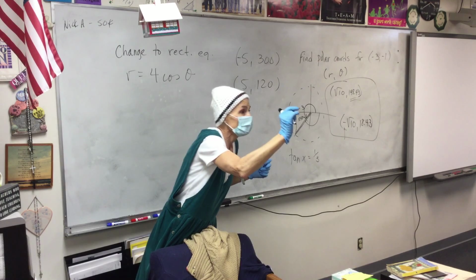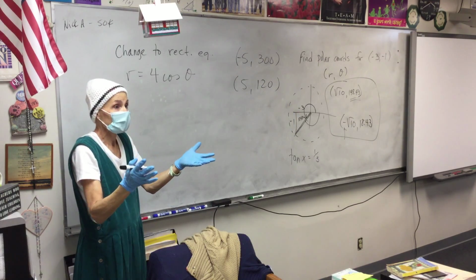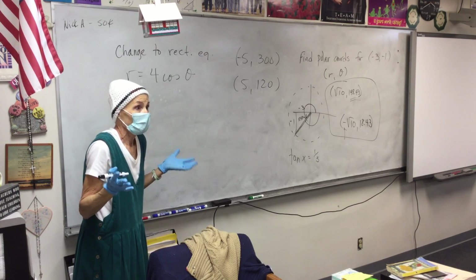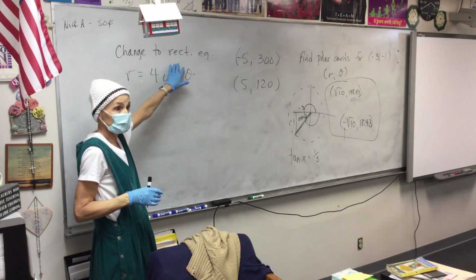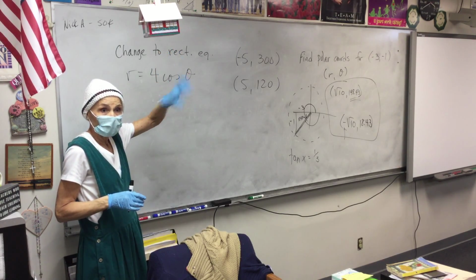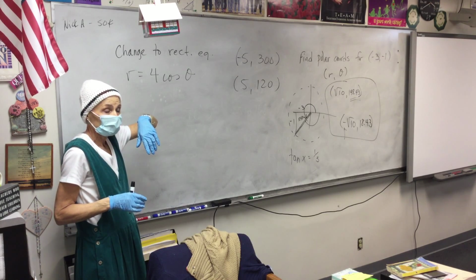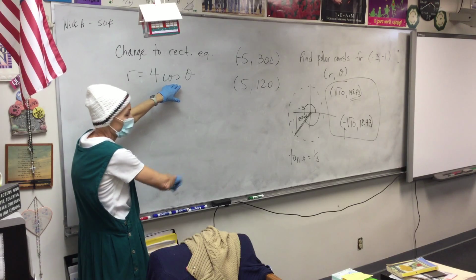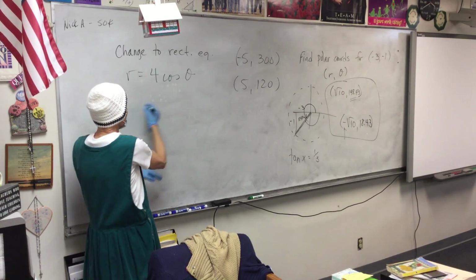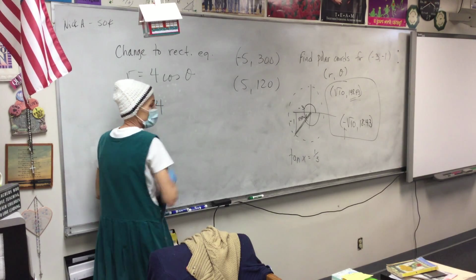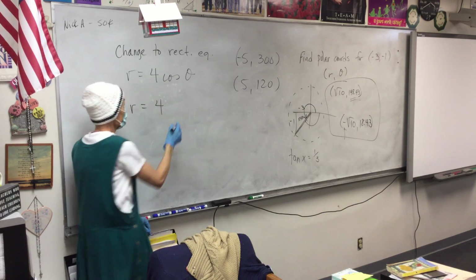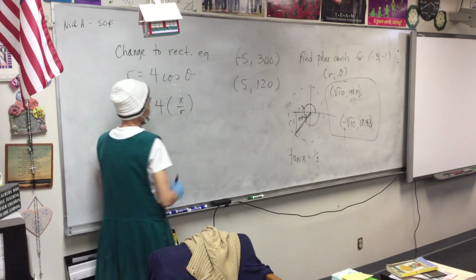What do I want you to do? What did you say, Jamie? Exactly. Come up with a new equation, but the variables have to be x's and y's, because rectangular means x's and y's. All right, cosine theta. I just had it on the board and I erased it. What do we know about cosine theta, you guys? It's x over r. Let's just go ahead and substitute that in.